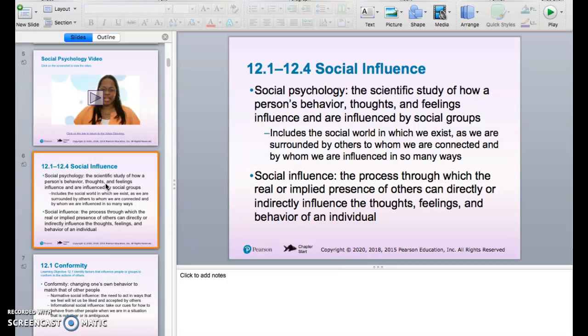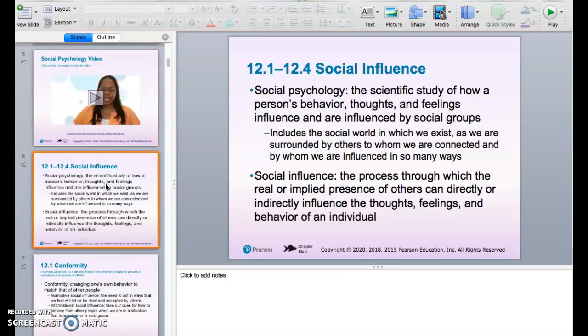That could be just the presence of others. Someone being next to you can influence how you act. Who that someone is can influence how you act. Is it an authority figure? Is it a parent? Is it a friend? Or is it someone whose approval you're trying to win? So all other people can influence us in those ways. Really, it could be anything from your social world.